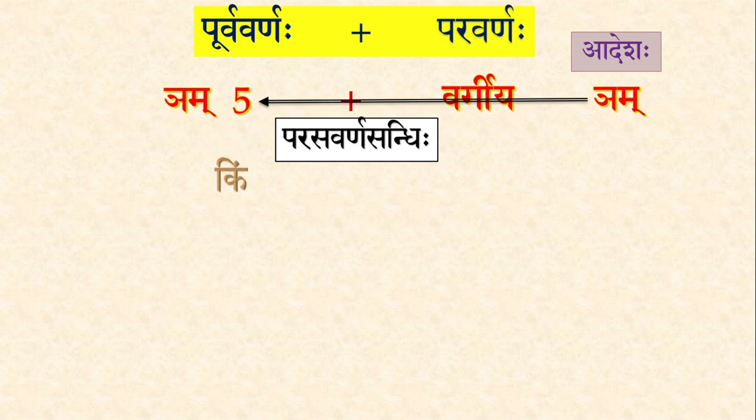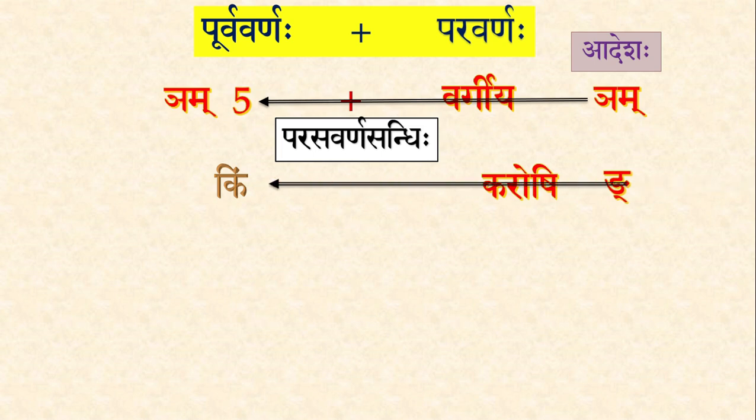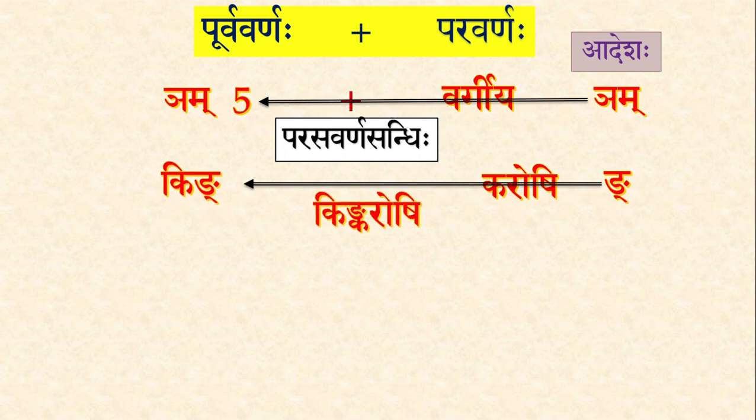Let's have a look at an example. We have got Kim plus Karoshi here. Here the Anuswaraha disappears and the letter Ñ enters. Why the letter Ñ? Because it is the fifth letter of the Kavargaha, and Kavargaha and the letter Ka has occupied the Paravarnaha position. So we have the combined word Kinkaroshi.